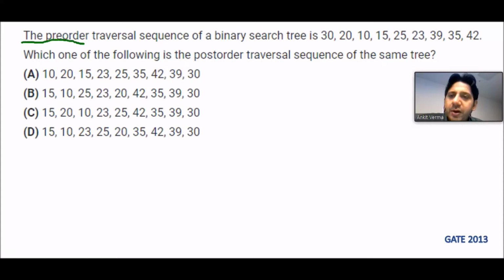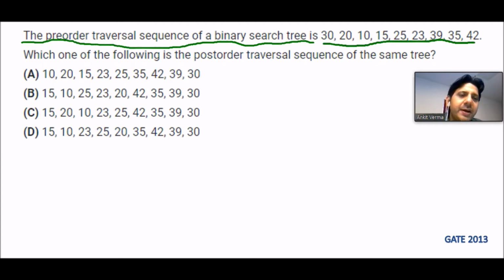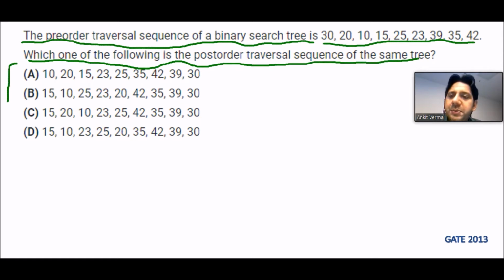The pre-order traversal sequence of a binary search tree is this one. So basically they are giving us the pre-order sequence of the binary search tree. Then they are saying which one of the following is the post-order sequence of the same tree. They are giving us a few options, and out of that we have to find out the post-order.